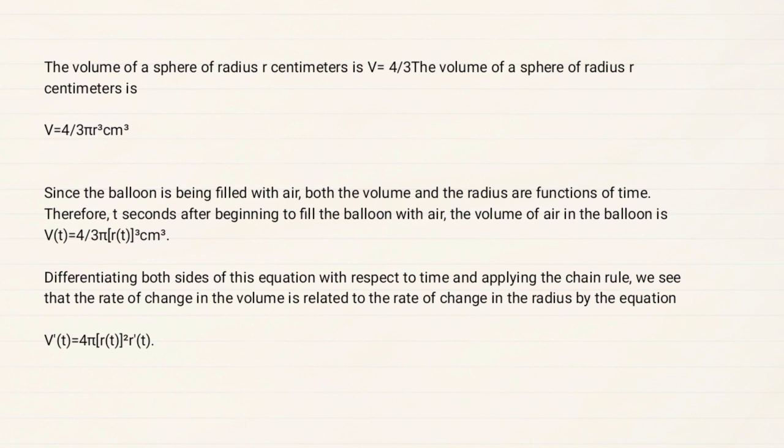Differentiating both sides of this equation with respect to time and applying the chain rule, we see that the rate of change in the volume is related to the rate of change in the radius by the equation V'(t) equals 4 pi [r(t)] squared r'(t).